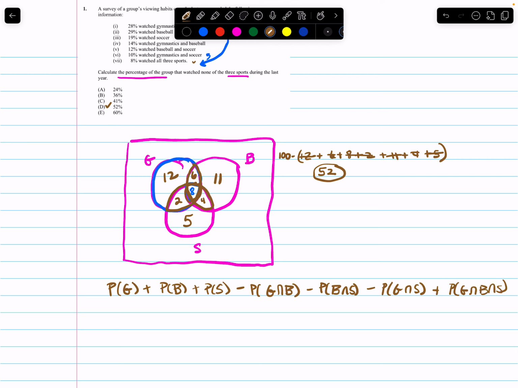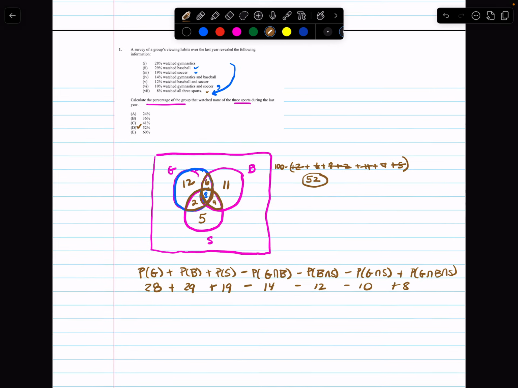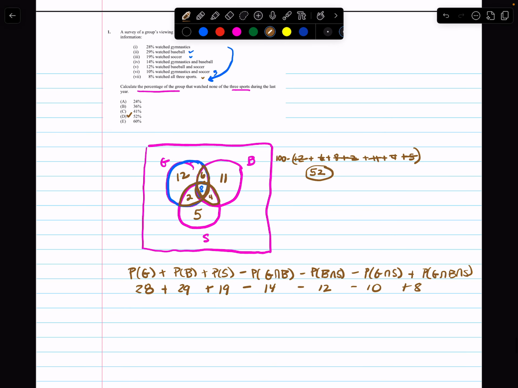So then we don't have to worry about the diagram. We can just add up all the wholes, 29 plus 19, and then subtract off the intersections. So that's minus 14, minus 12, minus 10, and then we add back in 8. And you will, again, calculate this to be 48. And so 100 minus 48 is the stuff that's out here, and that is 52.